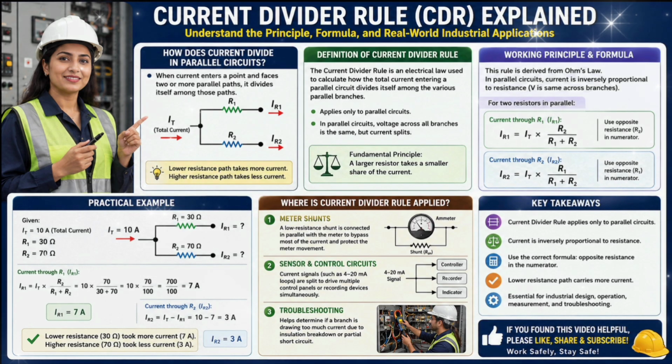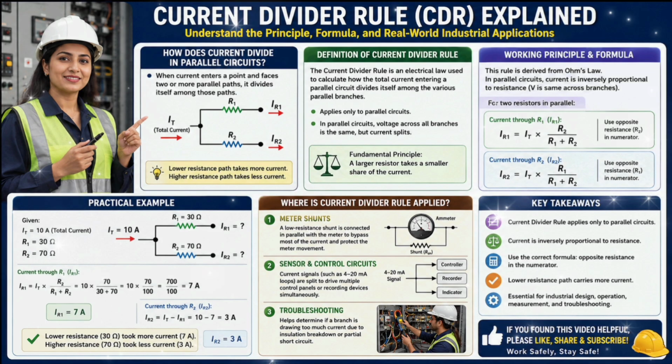IR1 equals 10 amps multiplied by 70 ohms divided by the sum of 30 plus 70. This simplifies to 10 multiplied by 70 divided by 100. 10 multiplied by 70 gives us 700. And when we divide 700 by 100, we get an exact answer of 7 amps.